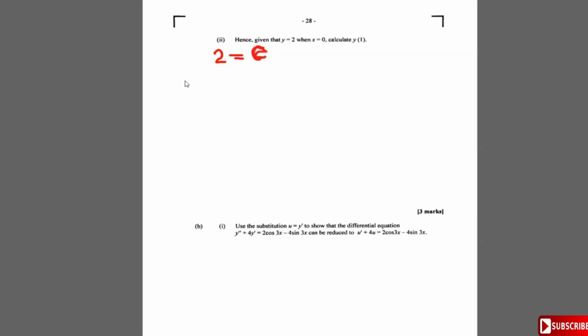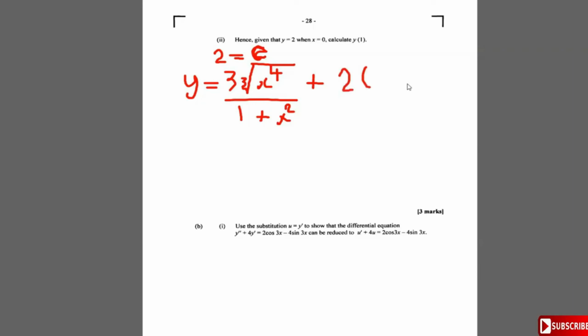So since c is equal to 2, then we now know that y is equal to 3 times x to the 4th cube rooted, over 1 plus x squared, plus c, which is 2, times 1 plus x squared. So all you have to do now is go ahead and plug in x as 1, to get y of 1.